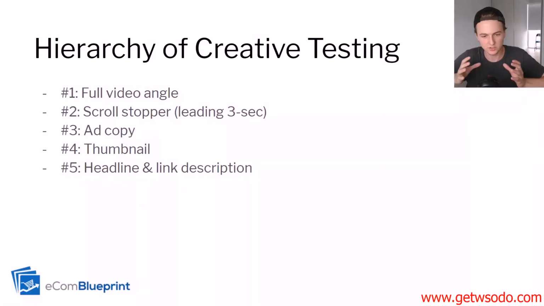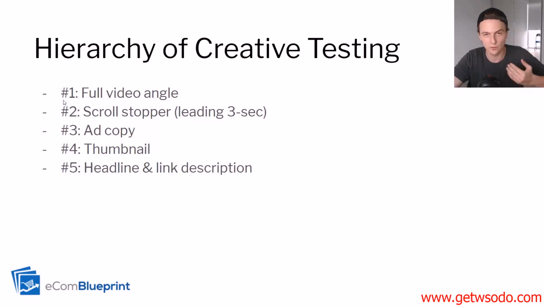So now I just want to quickly show you what my hierarchy of creative testing is. What this means is, what is the most important thing? Like what makes the biggest impact when you test creatives? What can you change that's going to make the biggest impact? And obviously the number one is the full video angle, right? A completely new video with a different angle or different approach to selling your product is going to make the biggest difference by far. However, you don't always have access to this content, right? If you have access to new video content, obviously this is what you want to test because this is going to make the biggest difference.